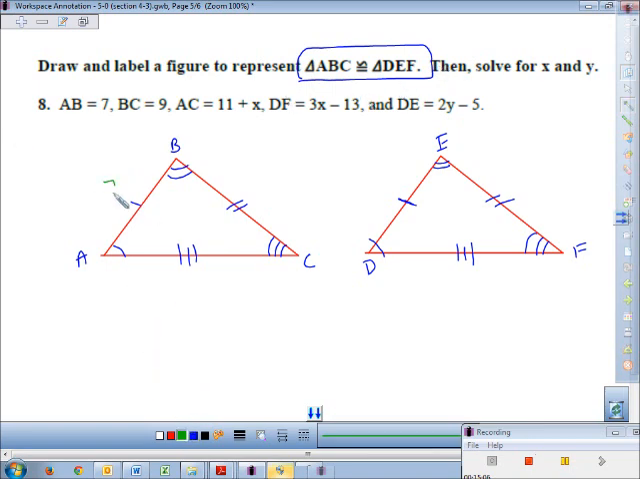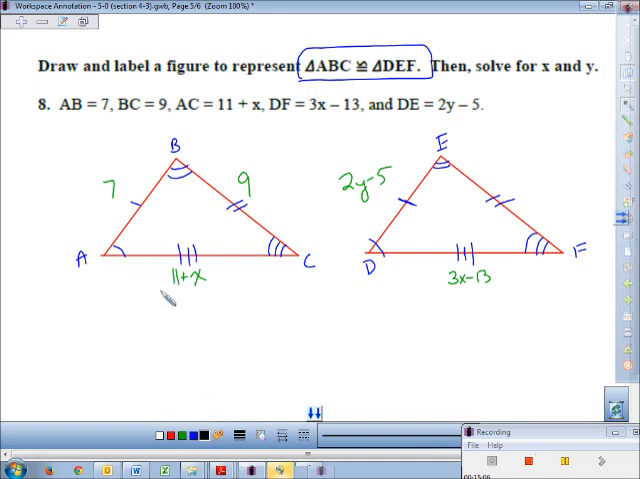So the distance from A to B is 7, the distance from B to C is 9, the distance from A to C is 11 plus x. The distance from D to F, be careful, is 3x minus 13, and the distance from D to E is 2y minus 5. So we've got all our info in there. Now let's solve for x and solve for y.